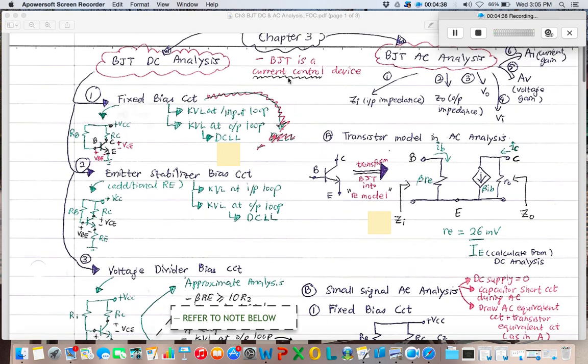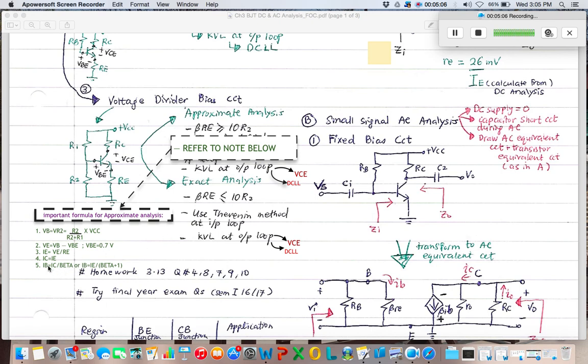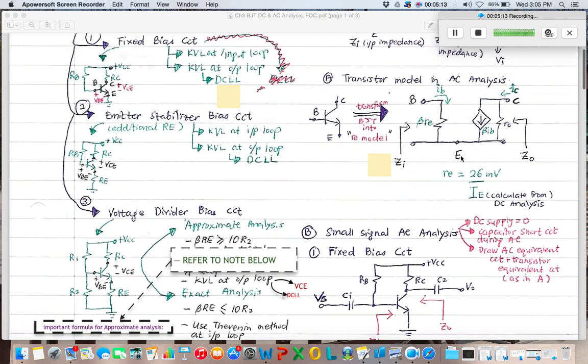Remember that BJT is a current controlled device. Which part controls it? It is the base terminal. The current at the base terminal, the IB current, controls it. This is at the input part. At the output part, you need to connect one independent current source here, which is beta IB. If you still remember, IC is approximately IE, but at the same time, IC is also equal to beta IB. So this beta IB is actually referring to the IC current.